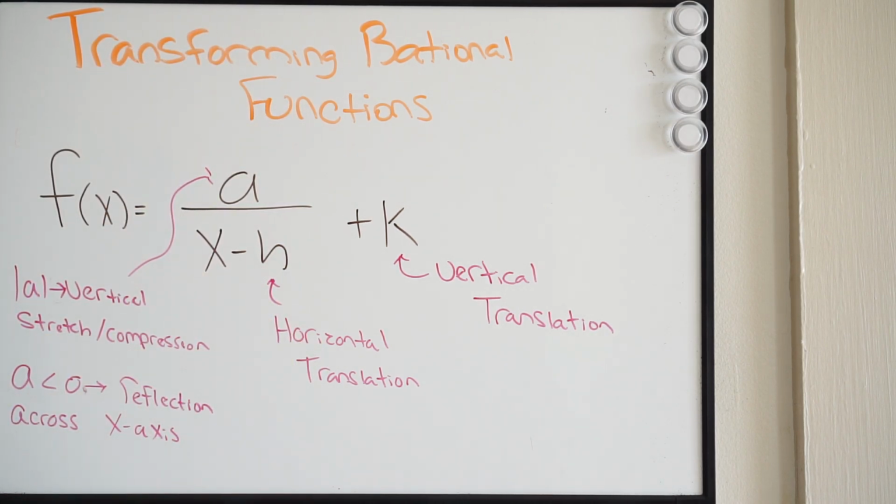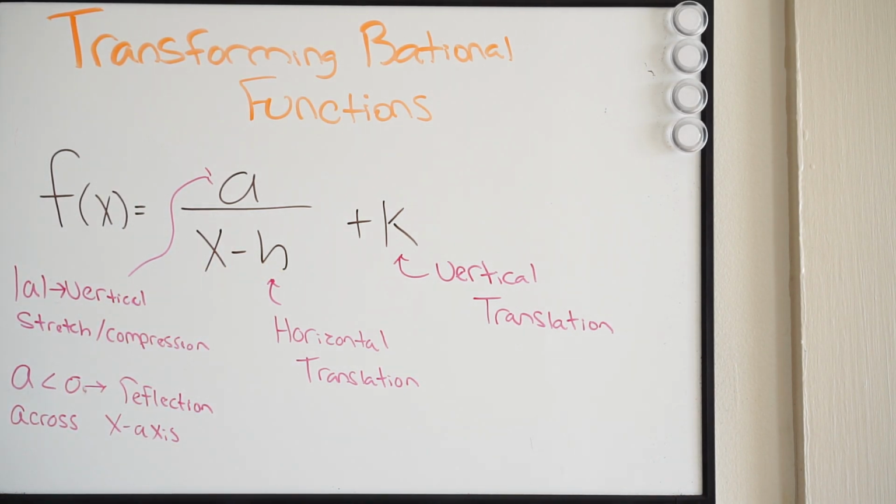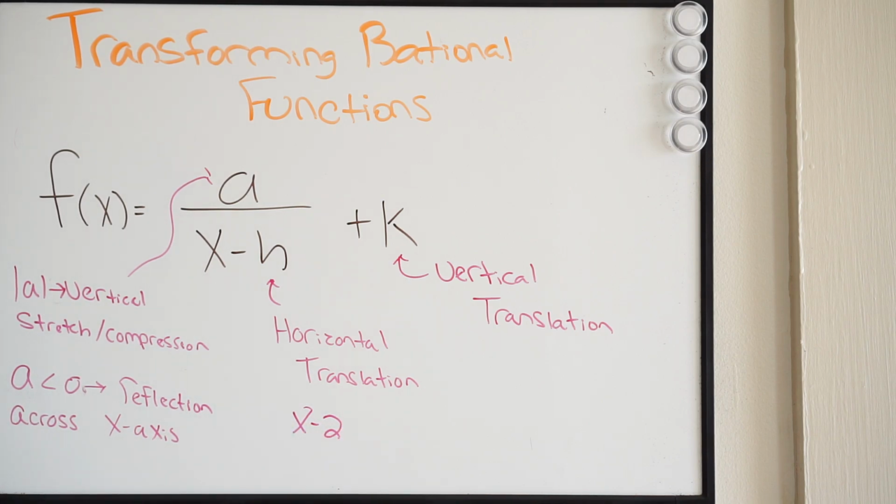Picture this on a grid. On the vertical axis, the y-axis, it would be going up if it's positive, down if it's negative. The h value is our horizontal translation. Be careful with the horizontal translation, because remember, it's always opposite of what you think. For example, if I plug a 2 in for h, what happens? On the bottom I'll have x minus 2.